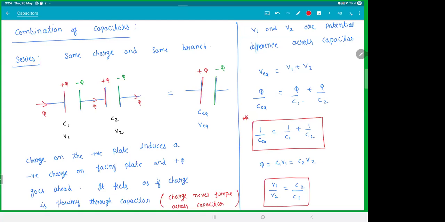So when you keep two capacitors in series, you can replace them with a single capacitor where 1 by C equivalent is 1 by C1 plus 1 by C2. This formula is reverse of resistors. All clear with this? So for the equivalent capacitor, the voltage adds up. Any doubts on this page?